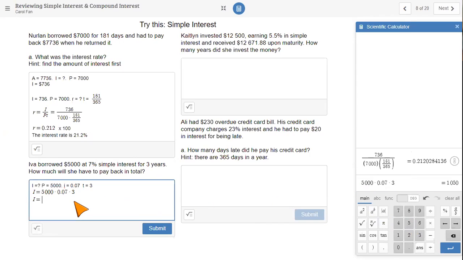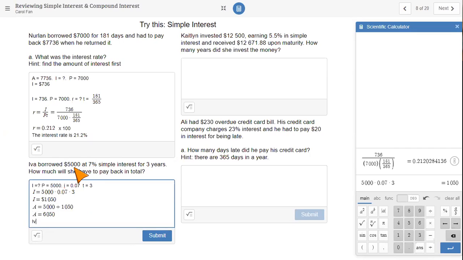So interest, $1,050. She still has to pay back the $5,000. So now we're looking for the amount. Amount, $5,000 plus 1,050. And the amount, 6,050. Eva has to pay back $6,050 in total.